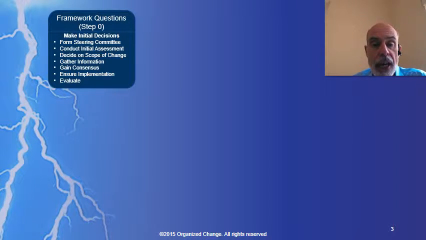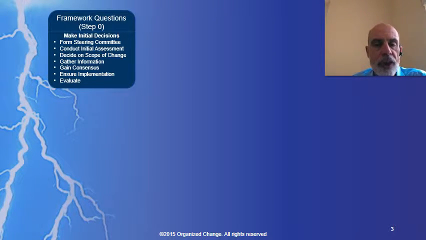Regardless of the size of the organization, regardless of the scope of what you want to accomplish, these are the steps that you should do in sequence to accomplish this. The first set of steps has to do with what we call the framework questions. Things like forming a steering committee, who's going to be conducting the initial assessment of the organization, the scope of change involved, and so on and so on. We'll elaborate more on these aspects in just a few moments and in just a few slides.